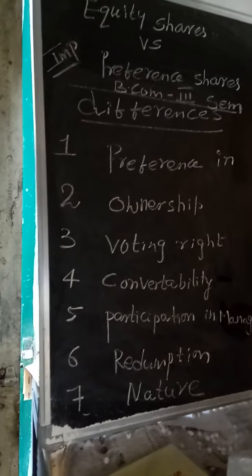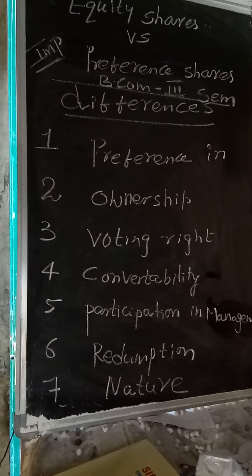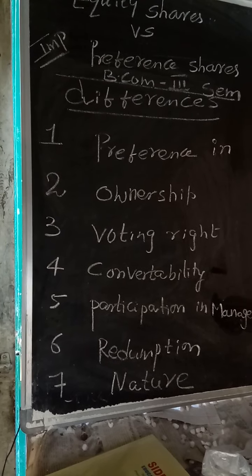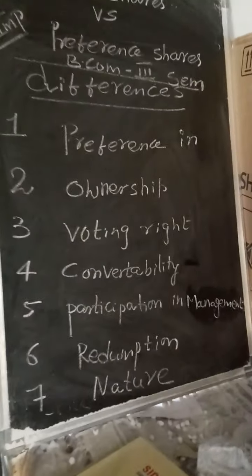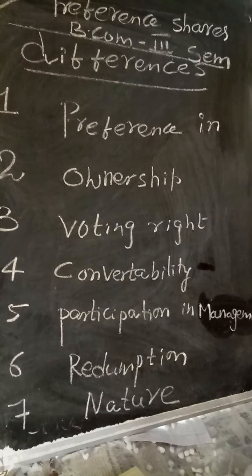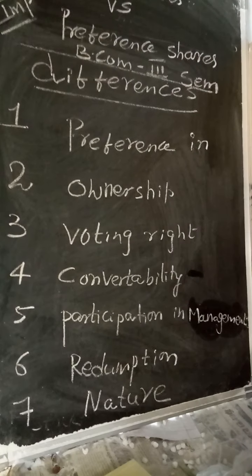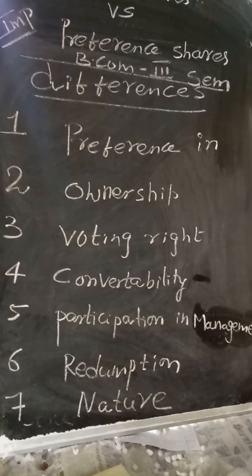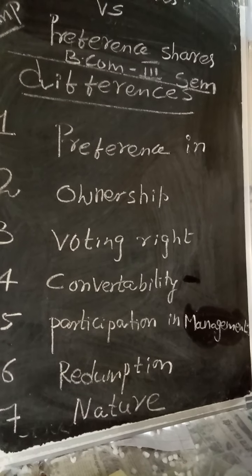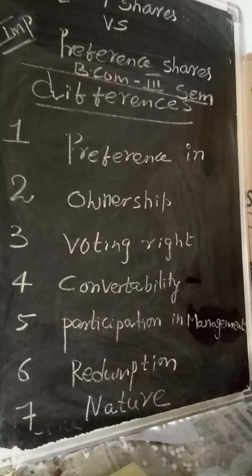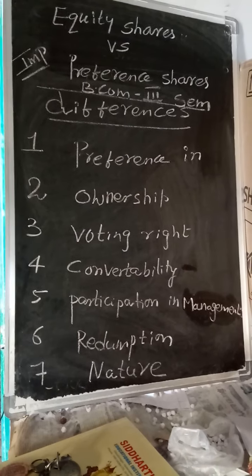Convertibility means equity shares cannot be converted into preference shares. However, preference shares can be converted into equity shares, depending on the conditions. Then, participation in management. Equity shareholders will participate in the management of the company. Preference shareholders won't participate in the management of the company because they are not taking the risk. So risk takers will be given priority in participation in the management of the company.